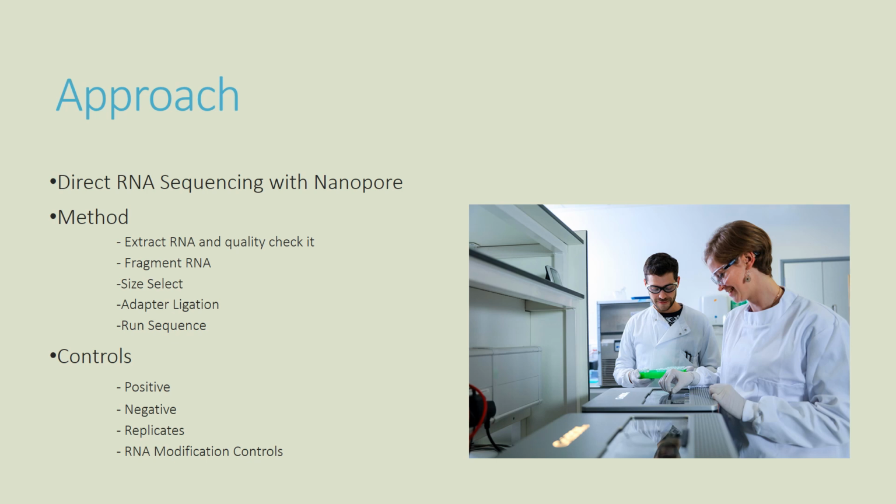Controls that you can use for this approach include positive, negative, replicate, and RNA modification controls. A positive control would be running a known sequence to see if the sequence matched the intended results. A negative control would be running a sequence with no RNA to ensure false reads aren't getting picked up. A replicate control would be repeating the same sequence to ensure the results are reproducible. And the purpose of running an RNA modification control would be to assess the sensitivity or accuracy of RNA modification detection.